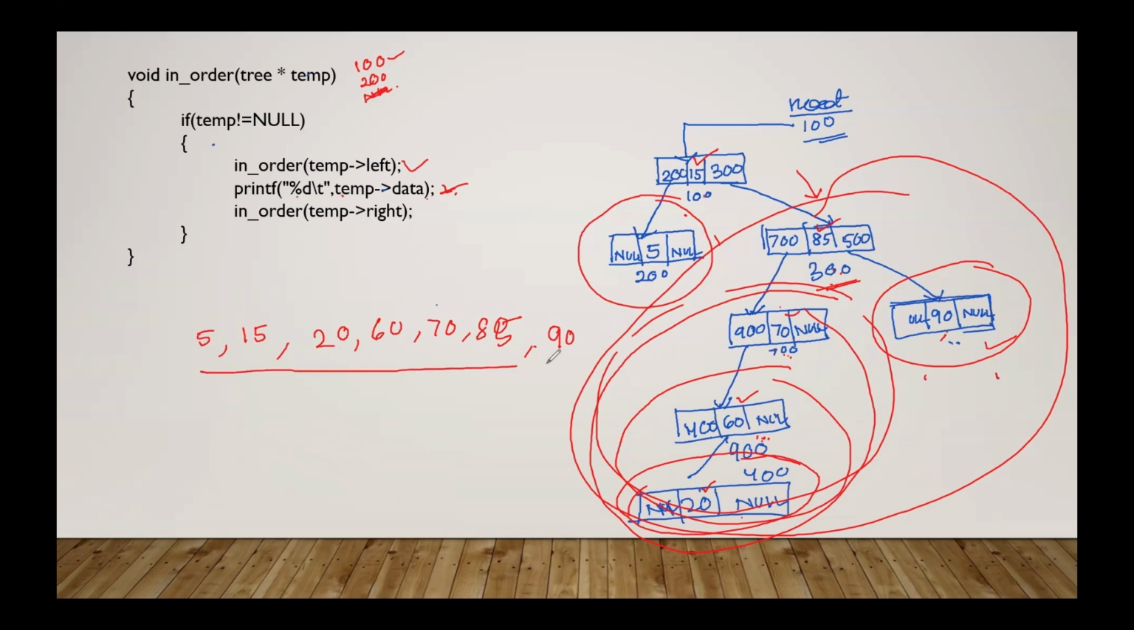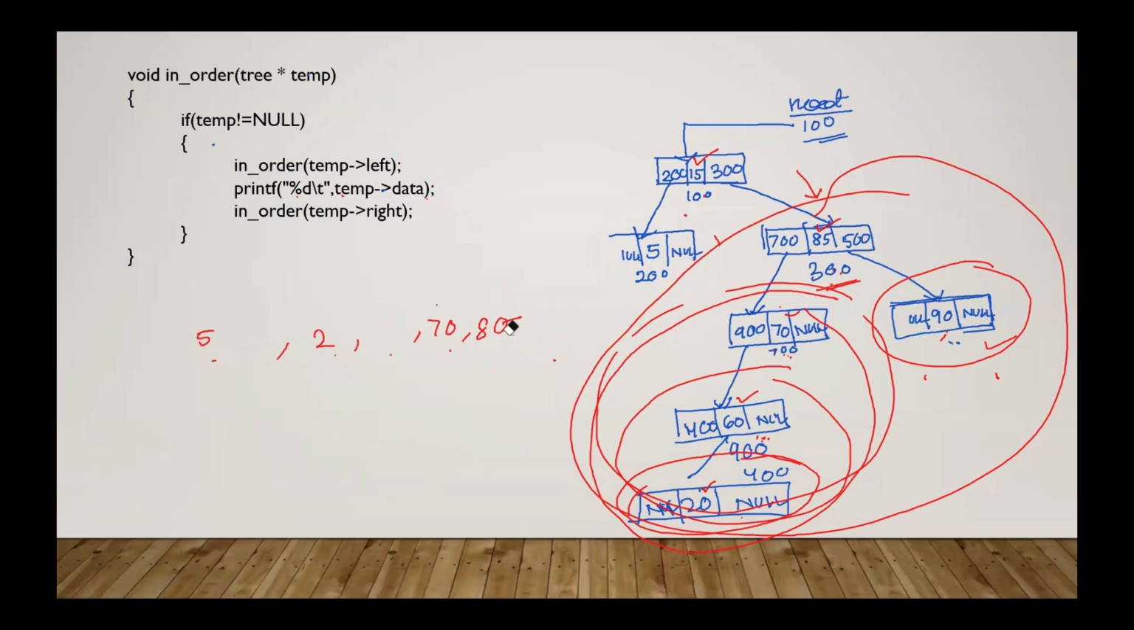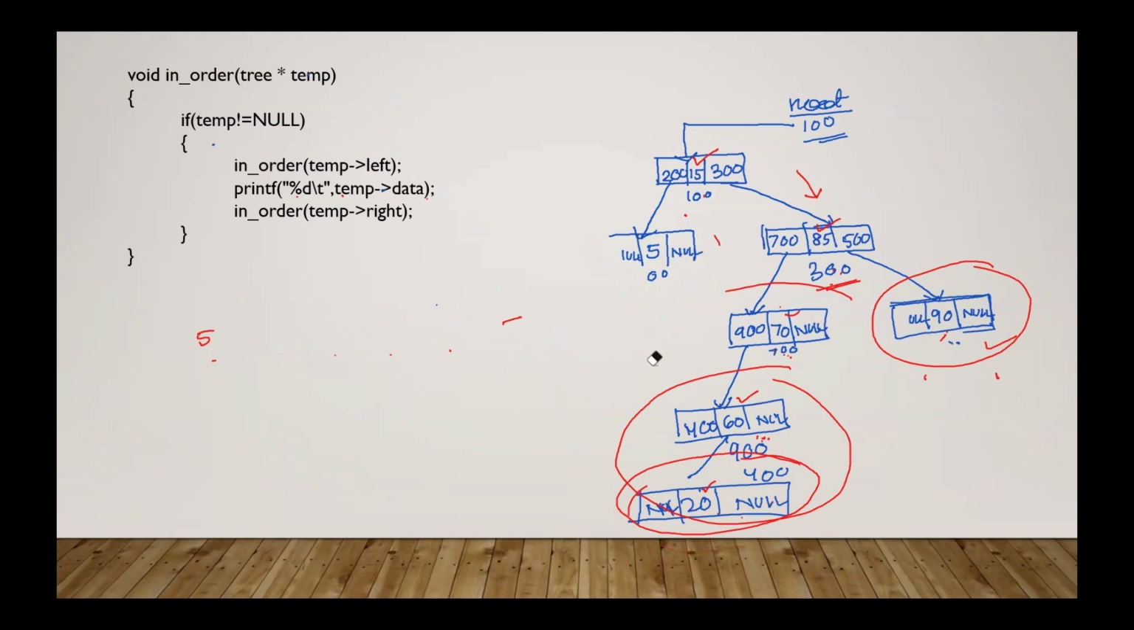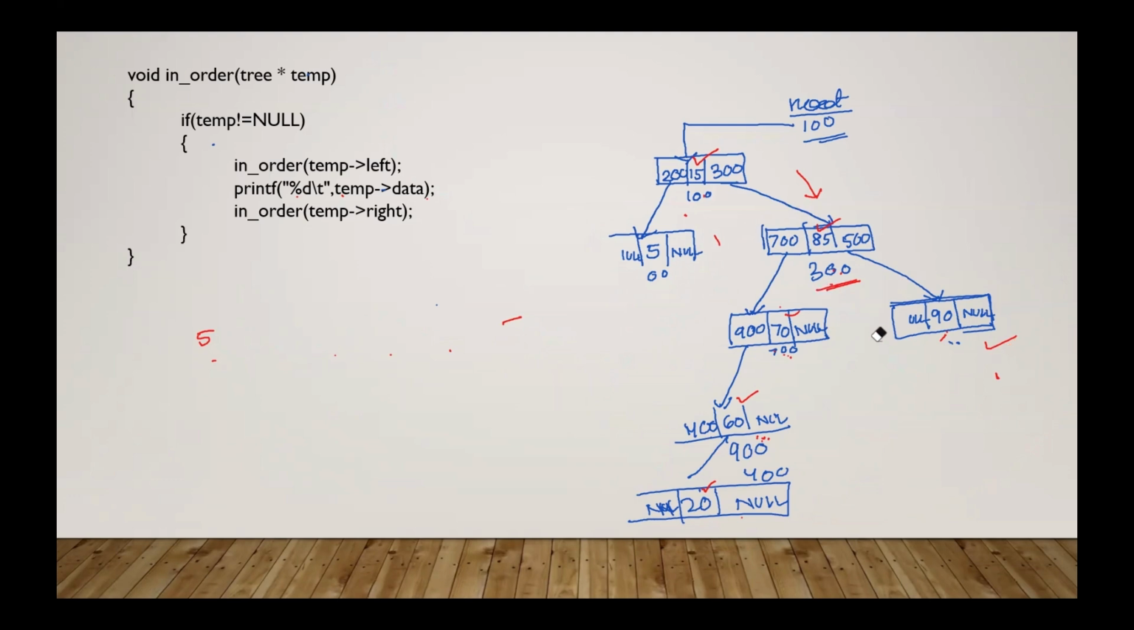So our in order traversal is 5, 15, 20, 60, 70, 80, 90. So we also got a sorted order. That's why whatever result we got is 100% correct. So how do we check whether our tree construction is 100% correct or not? Always try to do the in order traversal. If the in order traversal is correct, then you know 100% that our insertion of data into the tree is correct. This is the shortcut method to know whether the data was inserted correctly or not.